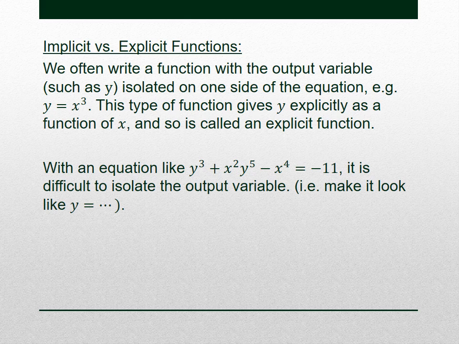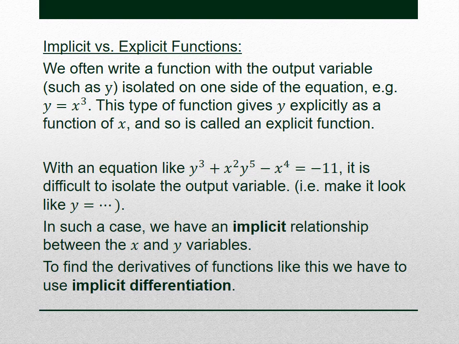Something like this, where you have y cubed plus x squared, y to the fifth minus x to the fourth equals 11, is still a function. It still inputs an x and outputs a y, but you would have to solve for that y. It's maybe difficult to isolate that output variable and make it look like just y equals stuff with an x. Those types of equations are called implicit. It gives an implicit relationship between x and y as opposed to an explicit one.